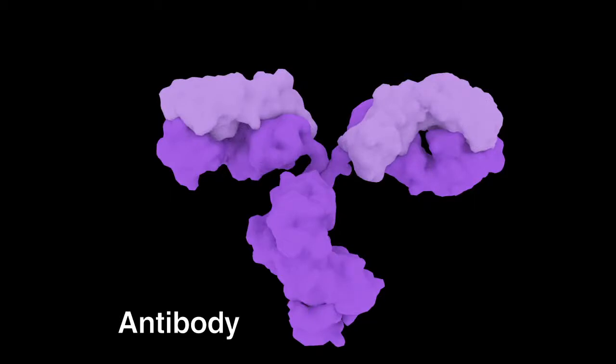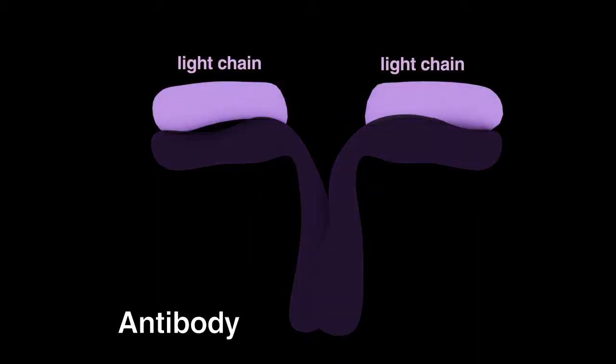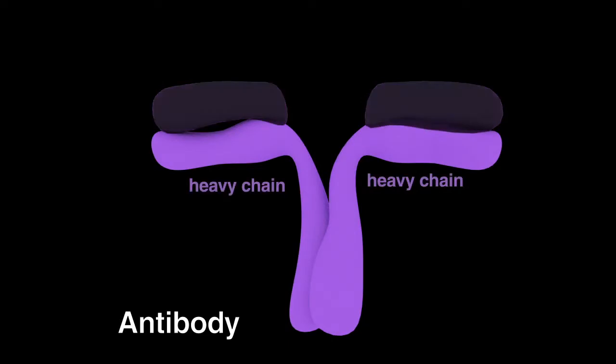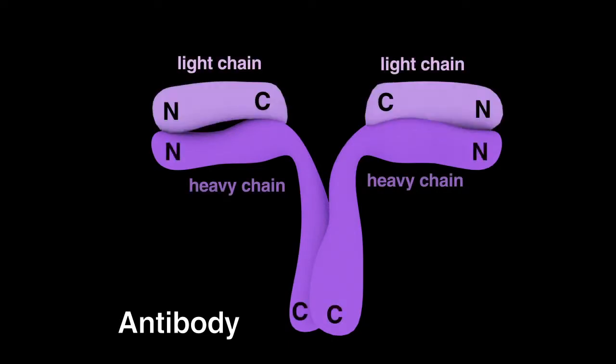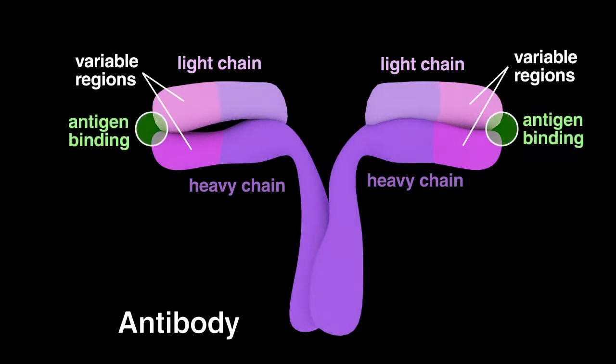Antibodies are Y-shaped proteins and are made up of 4 polypeptides or protein chains: 2 identical shorter chains called light chains, and 2 identical longer chains called heavy chains. The N-terminus of the 4 polypeptide chains vary significantly in sequence from one antibody to the next and are called variable regions. Variable regions are involved in antigen binding.